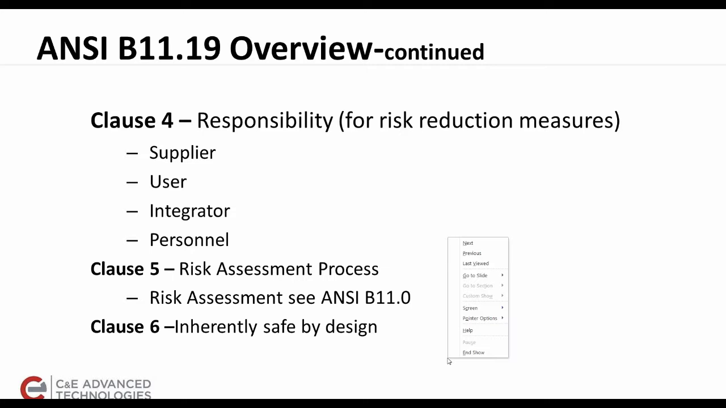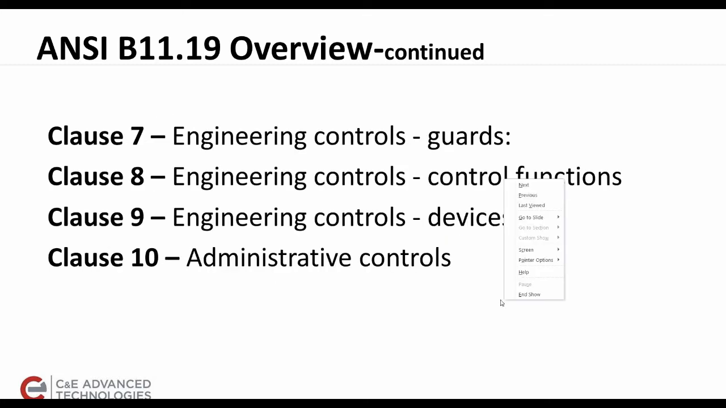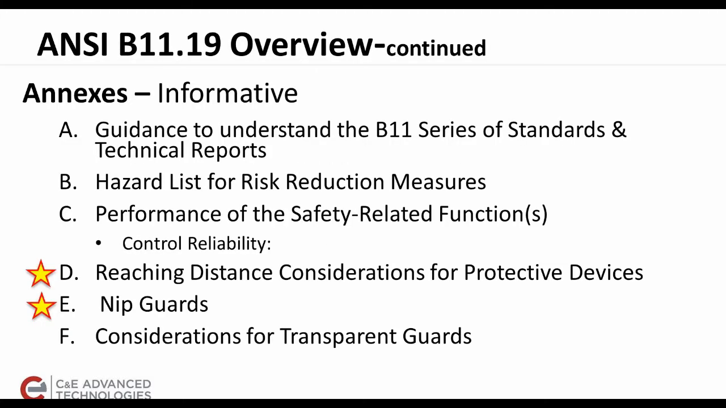Clause 5 introduces risk assessment. It primarily points towards the ANSI B11.0, which has the details of risk assessment. Clause 6 is inherently safe by design. 7, 8, 9, and 10 then are the engineering controls we've already discussed, including administrative controls. There are a number of annexes within the standard. A number of them have been either added new or a lot more information has been added.